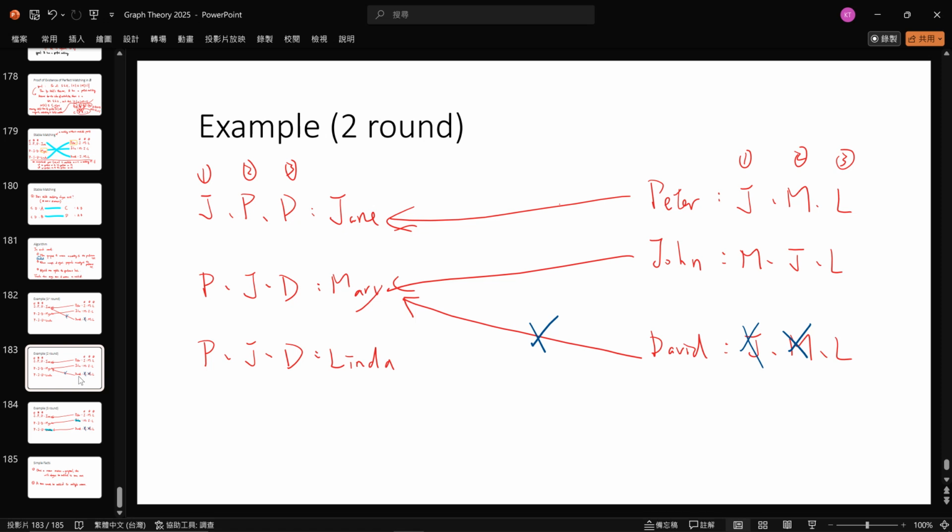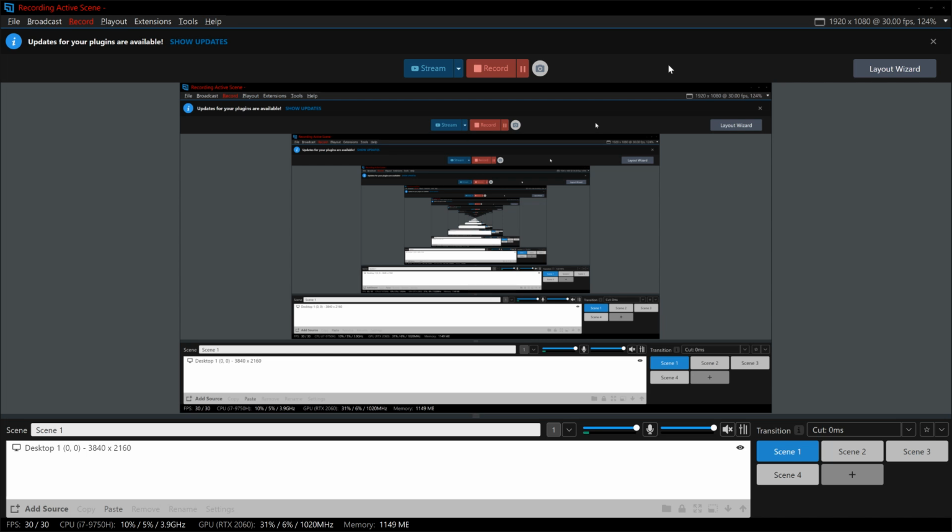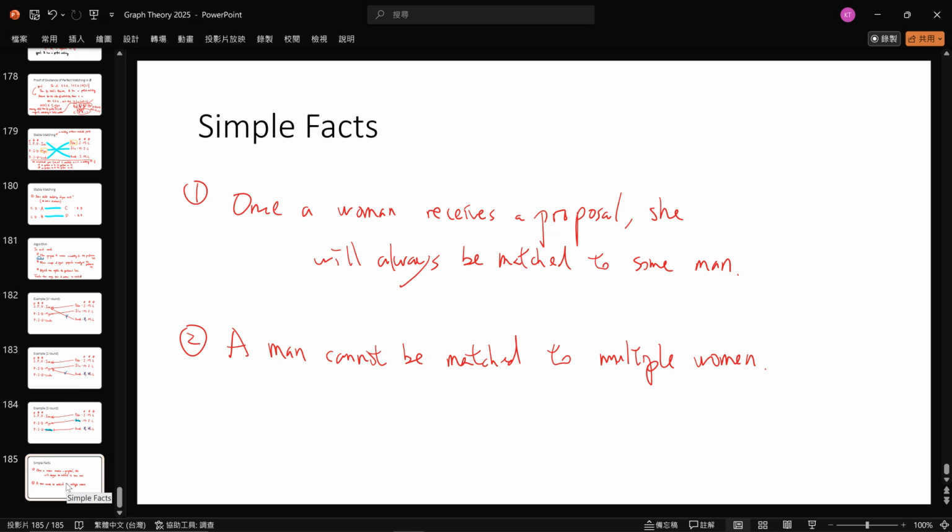And this is also true for women. Every woman needs to accept only one proposal and reject the other proposals. So these are the two facts about the algorithm. Are there any questions?